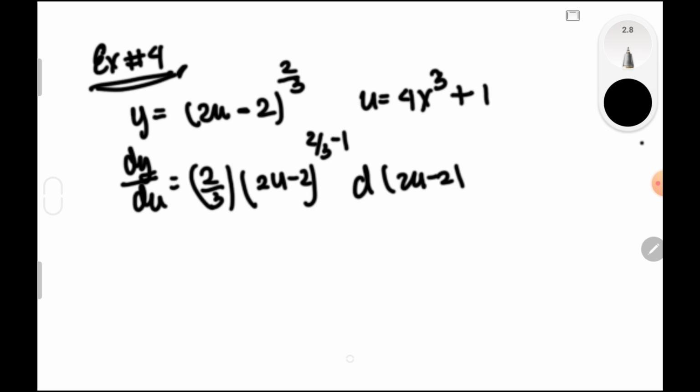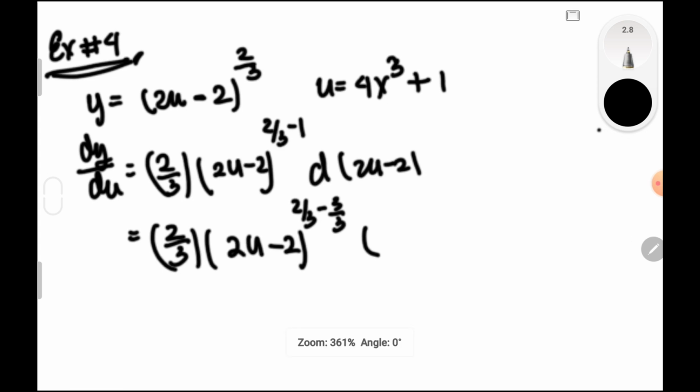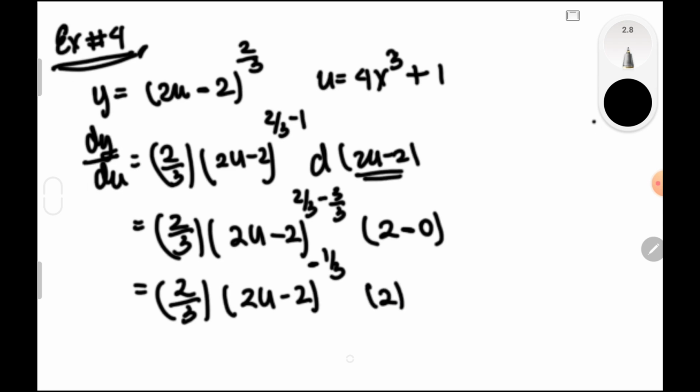Okay, so from this we will have a value of 2/3 multiplied by 2u minus 2 raised to 2/3 minus 3 over 3. So multiplied by the derivative of 2u is equal to 2 minus the derivative of 2 is 0. So therefore we will have a value of 2/3 multiplied by 2u minus 2 raised to negative 1/3, multiplied by our 2.